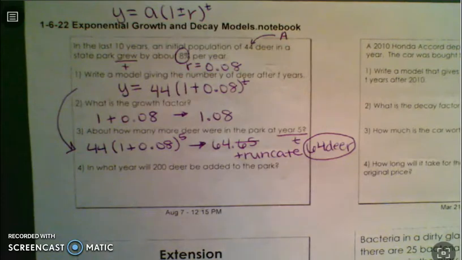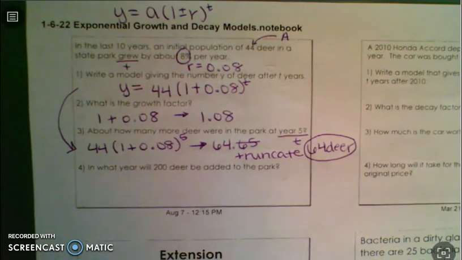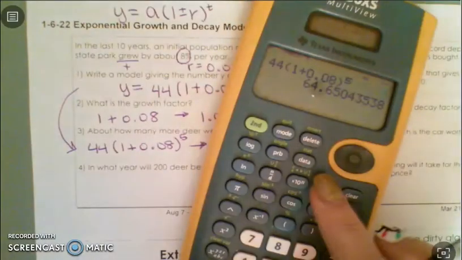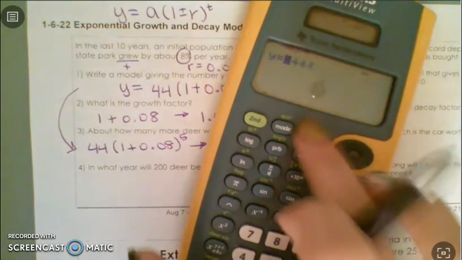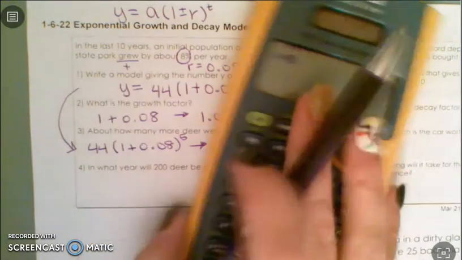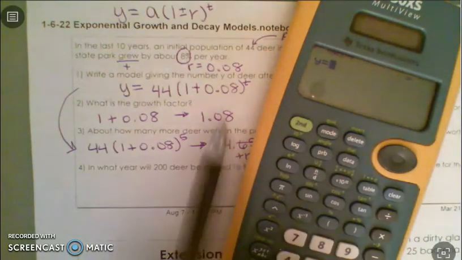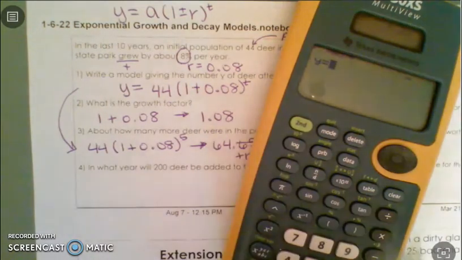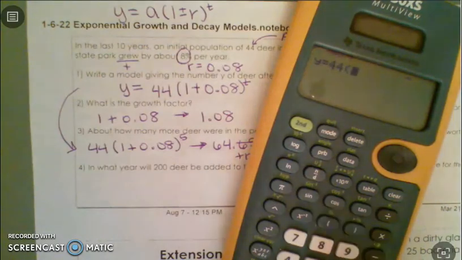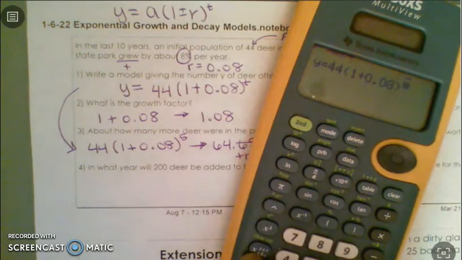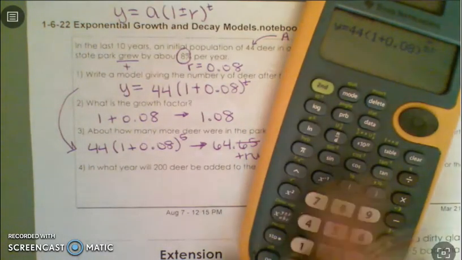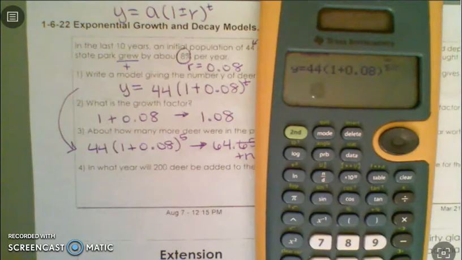Okay, then it says, in what year will 200 deer be added to the park? So let's go ahead and we're going to use our table function. So we're going to use this button right here. So click it. If anything's in it, delete it out. And we're typing in our original equation. In this case, we can't use T in the calculator, so we're just going to use X. So 44 times 1 plus 0.08, caret key, and your X button is the third button up on the left. So that's what you should see.